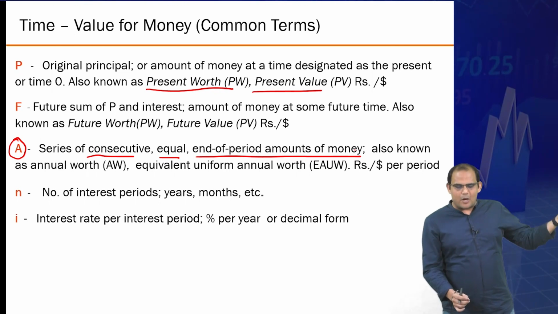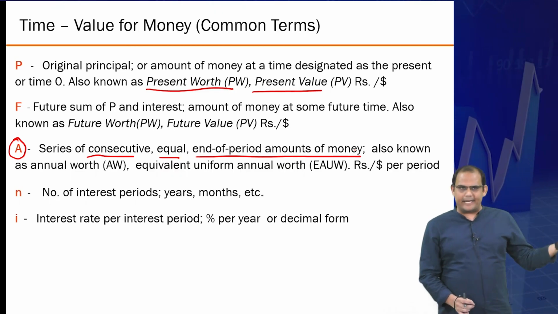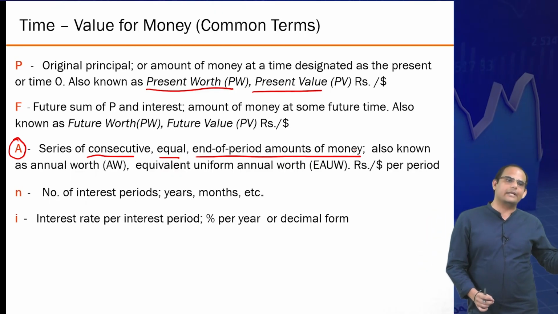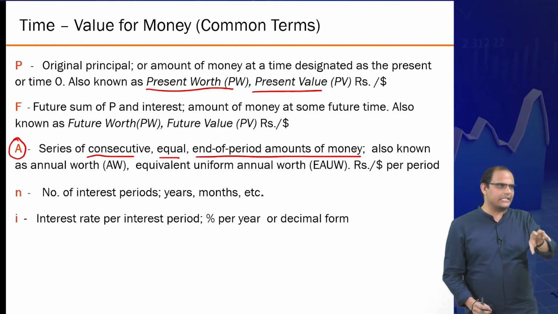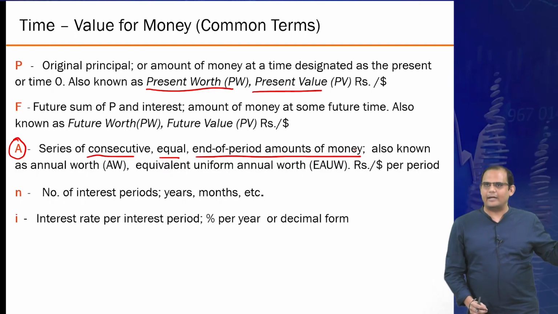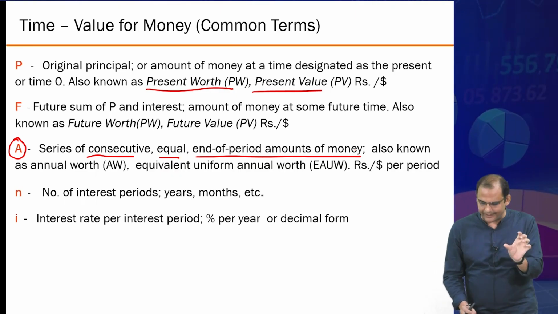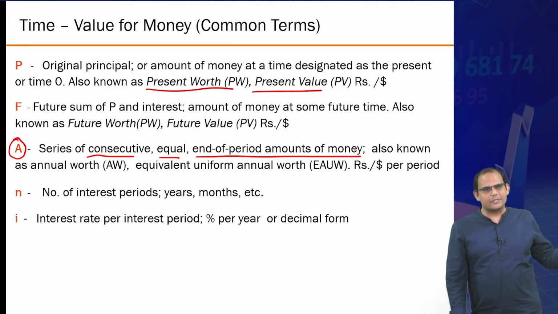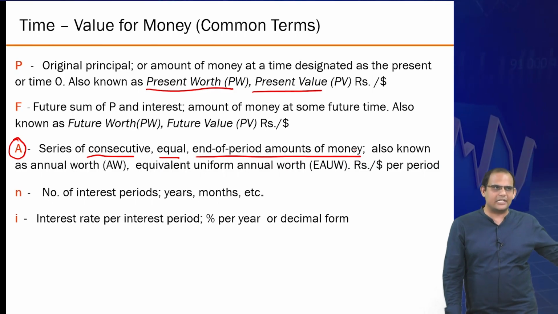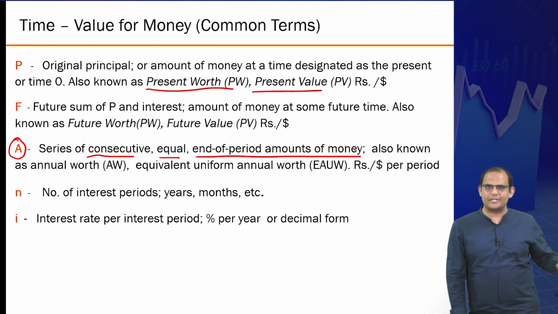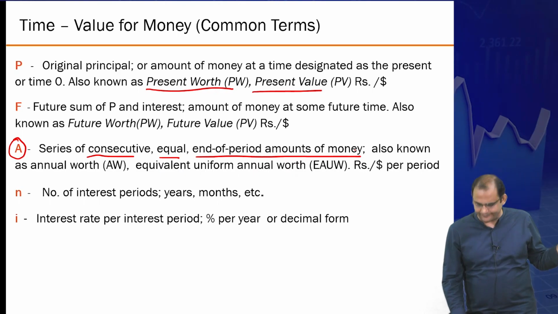I is the small i, the interest rate per interest period. So if we are defining interest periods in whatever units, years, months, days, ultimately you have to use the i which is equivalent to that same period unit, right? Typically it is given in percentage form, but in most calculations it is used in decimal form. So don't forget that.